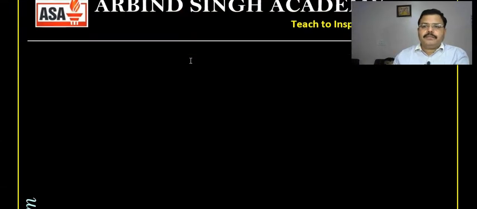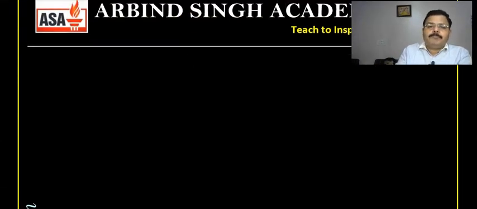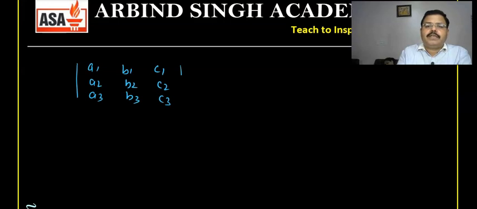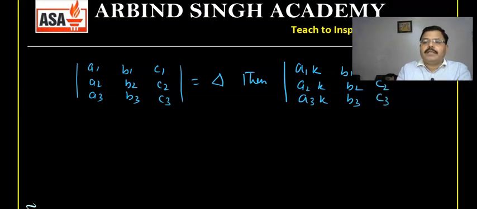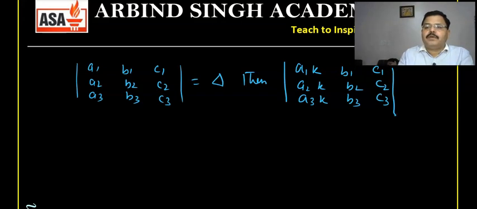So I can write here, if say a1, a2, a3, b1, b2, b3, c1, c2, c3, and the value of this is delta, then if I multiply the first row by k, a1k, a2k, a3k, and b1, b2, b3, c1, c2, c3, then the value of that will also be k times delta, k delta. If the second column is also multiplied by k, then one more k will be multiplied there. If the third column is also multiplied by k, then one more k will be multiplied, that will be k cubed.